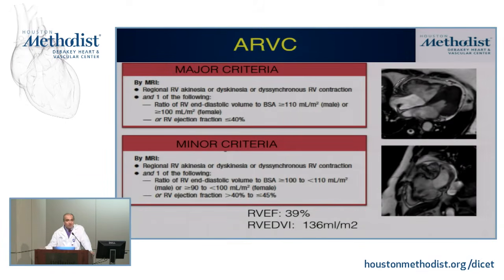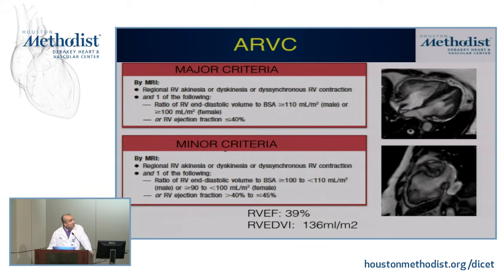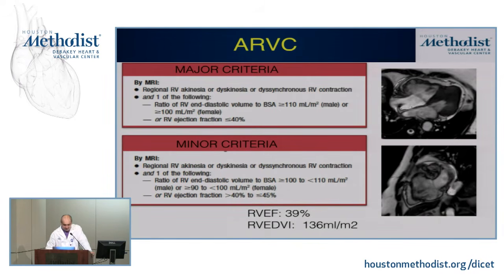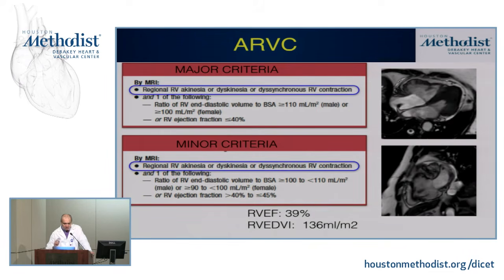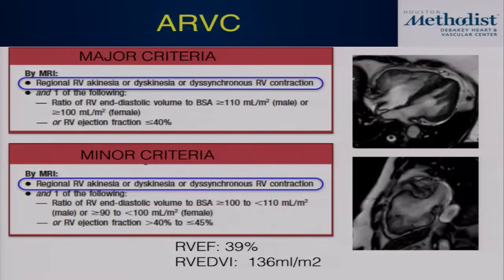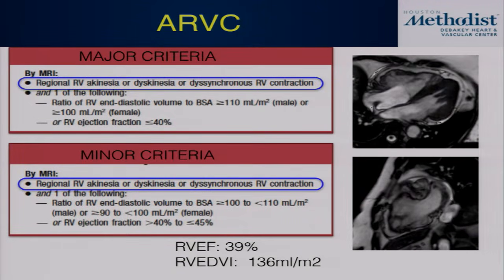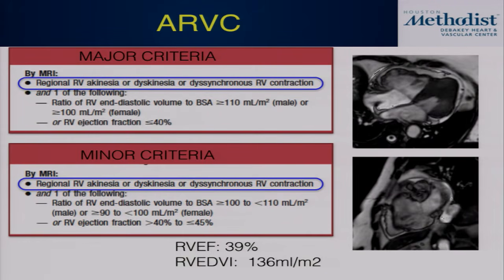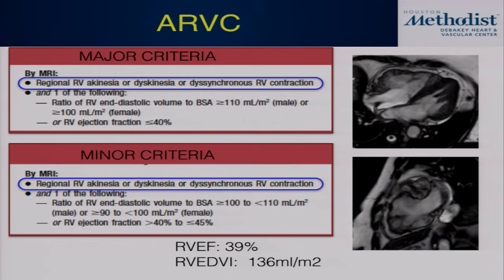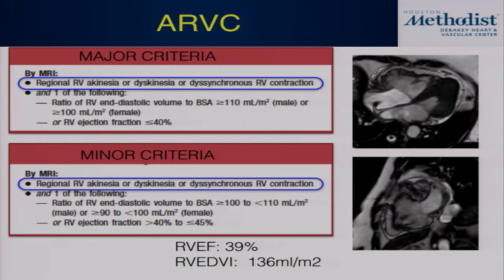So let's start with ARVC, arrhythmogenic RV cardiomyopathy. The key thing to keep in mind is that there are major and minor criteria for the presence of RV dysplasia. But notice, both your major and minor criteria require one thing to be present to begin with, which is regional RV akinesis, dyskinesis, or dyssynchronous contraction. So the point is, if you have normal RV wall motion, then that's it. You don't need anything else. You can't have RV dysplasia with normal RV wall motion.